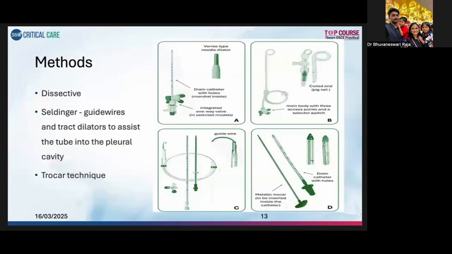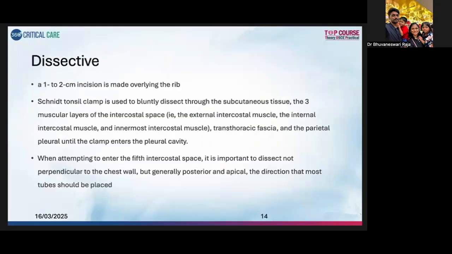Now let us see what methods you can use to put in an ICD. There are 3 methods. One is the dissector technique, which we commonly use during emergency situations. Next is the Seldinger technique, which is used with pigtail catheters. And the Trocar technique, again used in emergency situations.